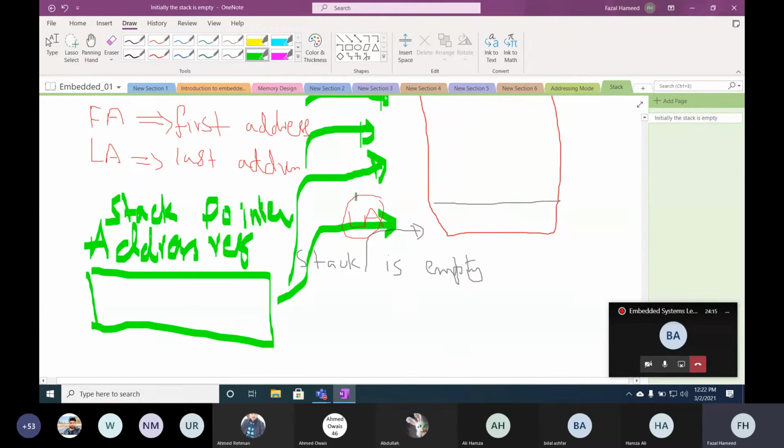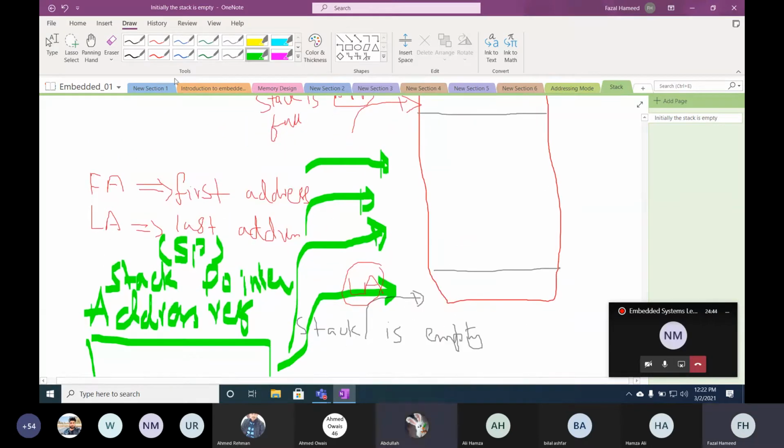So what should be the value of the stack pointer? What should be the range of this stack pointer? I'm writing this SP, stack pointer. What should be the range? 0xFFFE to the final last address. No, not in 0xFFFE. You should write it in terms of FA and LA.